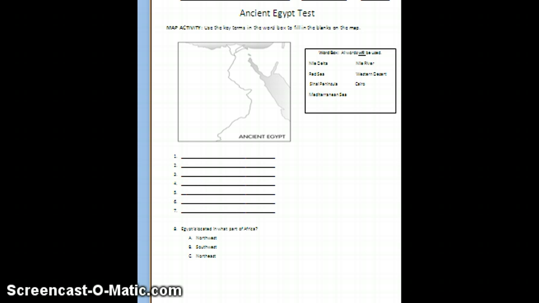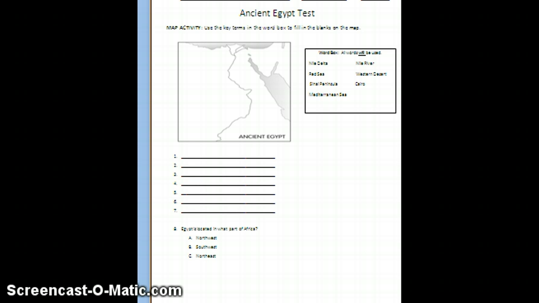17. Why did the first ancient Egyptian civilization form on the banks of the Nile River? A. The Egyptians used the river for hunting food. B. The Egyptians used the river for transportation to trade with others. C. The Egyptians used the fertile soil to grow crops.